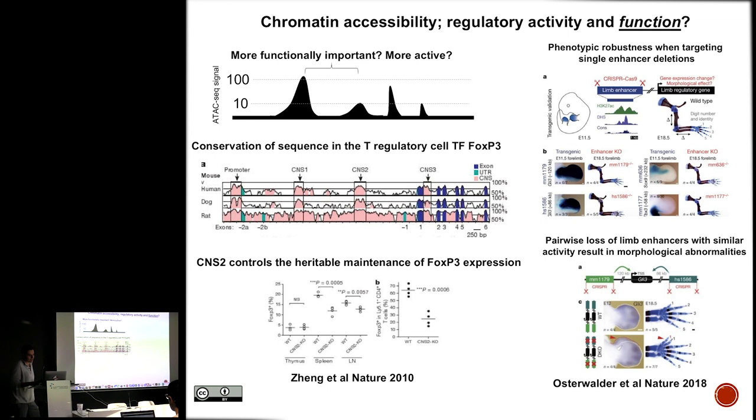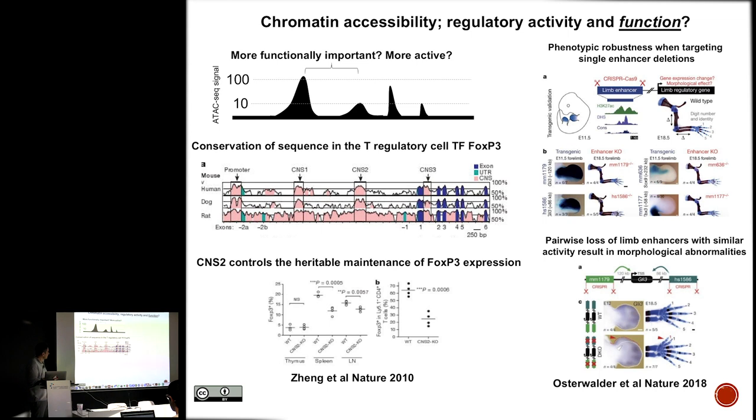And one of the really nice examples for looking at enhancer function was shown from Sasha Rudensky's group, where they focused on this FOXP3 gene, which is a transcription factor that's restricted to expression in Tregs. And they looked within the gene and found these really interesting sites that were highly conserved. So here's a promoter, which is conserved across these species. They found this CNS1, CNS2, and CNS3. So these are conserved non-coding sequences.